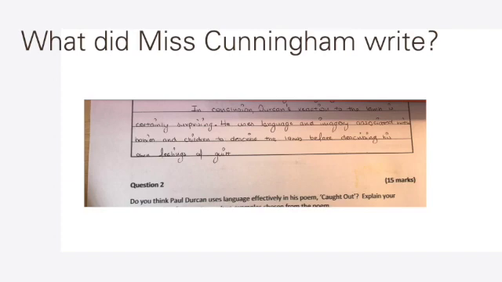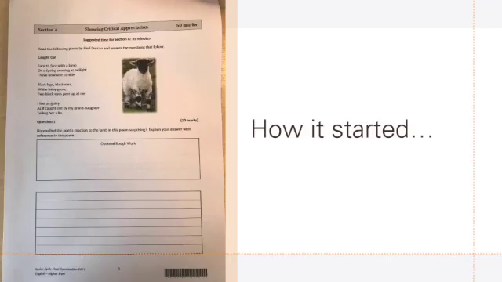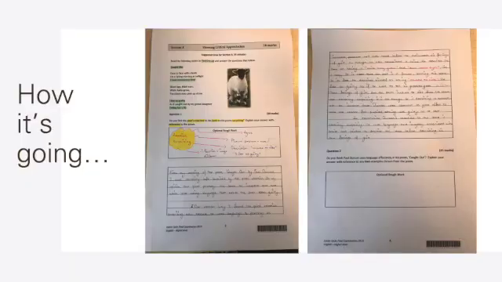I wrote, in conclusion, Durcan's reaction to the lamb is certainly surprising. He uses language and imagery associated with babies and children to describe the lamb before describing his own feelings of guilt. Okay? So now just look back on all of the work we've done. This is how it started, a blank page with just the poem on it and some questions, okay? And this is how it's going, which looks very impressive.